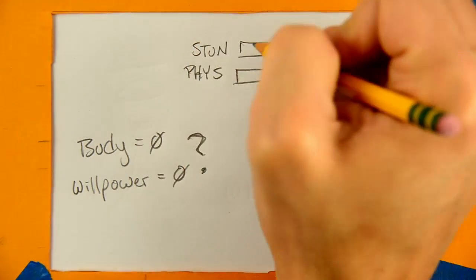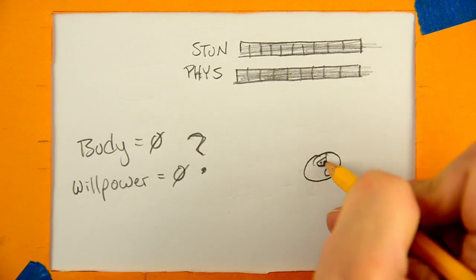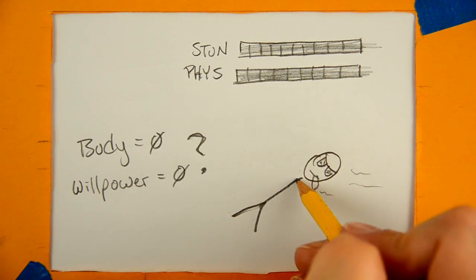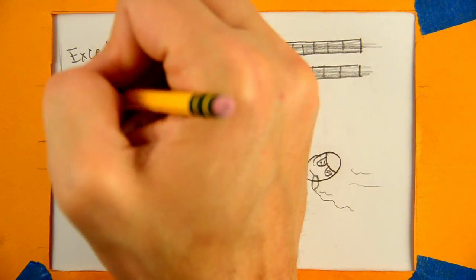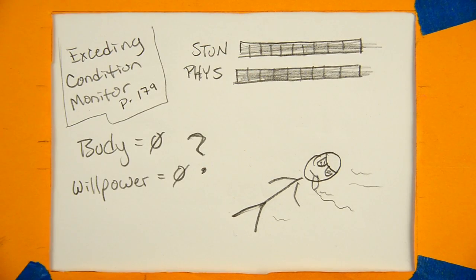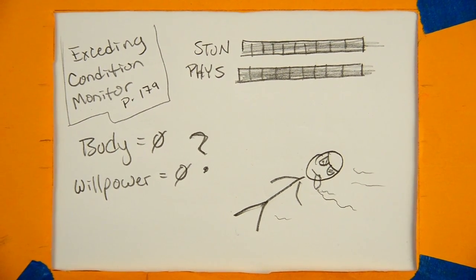The stun and physical condition monitors are both filled to the max, and your character begins taking overflow damage. Please consult the rules on exceeding the condition monitor on page 170 of the SR5 Core Rulebook. You might also consider taking a look at the character creation rules starting on page 62 of the same book. You're probably going to need it.